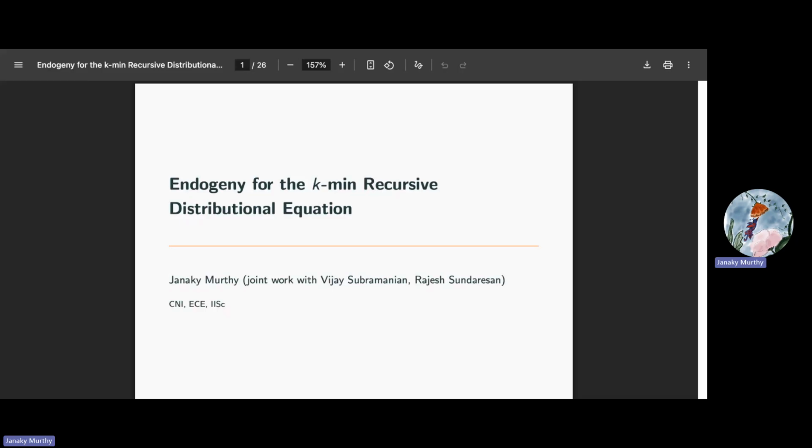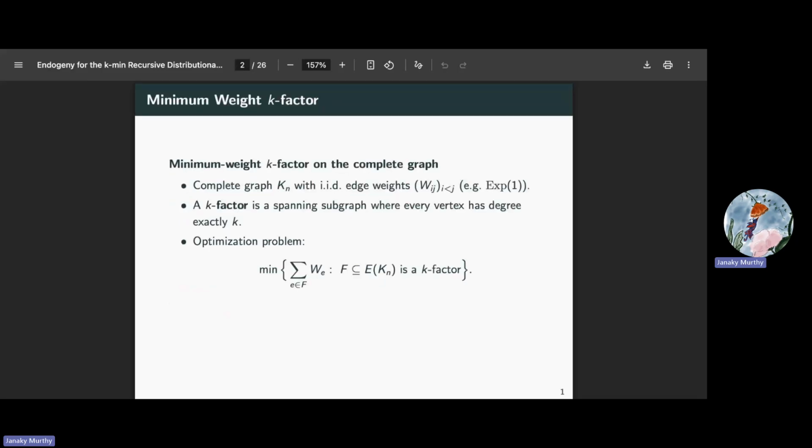The broad motivation is to understand when belief propagation, a local message passing algorithm, converges for a certain class of random optimization problem. In particular, we are interested in the minimum weight K factor problem. So consider a complete graph with n vertices and IID edge weights. In particular, we consider the edge weights to be exponentially distributed.